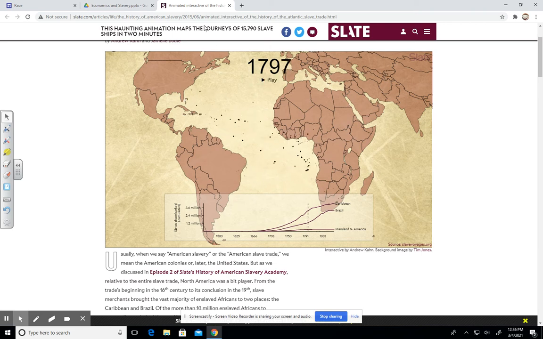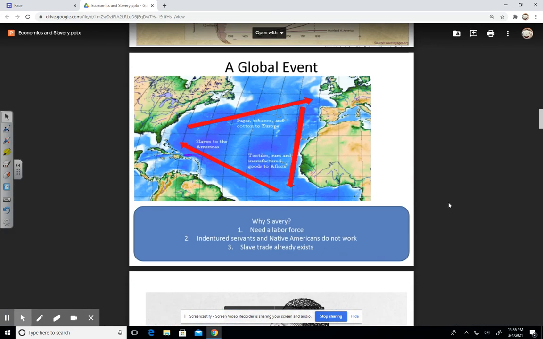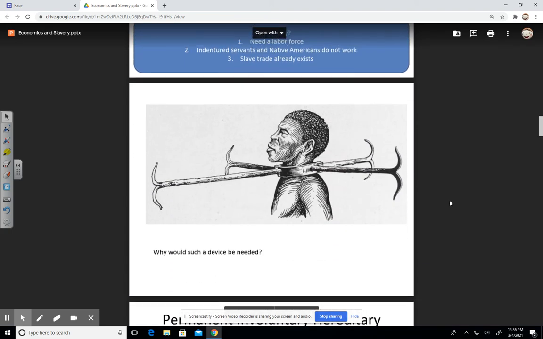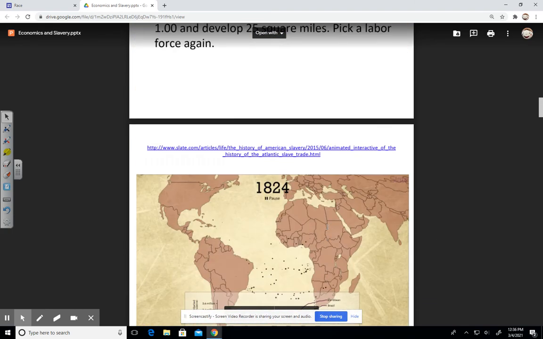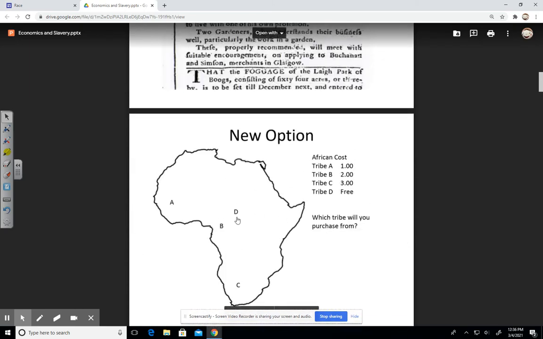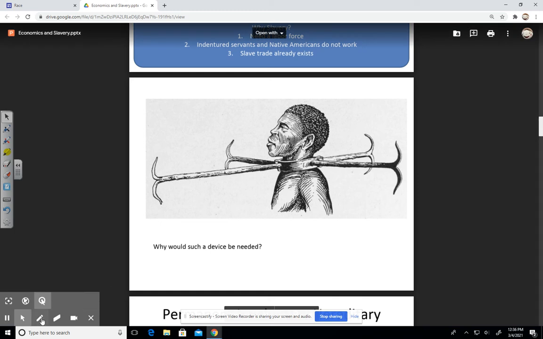All right, I'm going to end that here. Get back. So for the most part, slavery is a global event. So the question here is, is slavery about politics, economics, or race? In this particular image, you see this device. And again, if you need to get Africans from the interior, you need to figure out a way to move these individuals, these human beings.